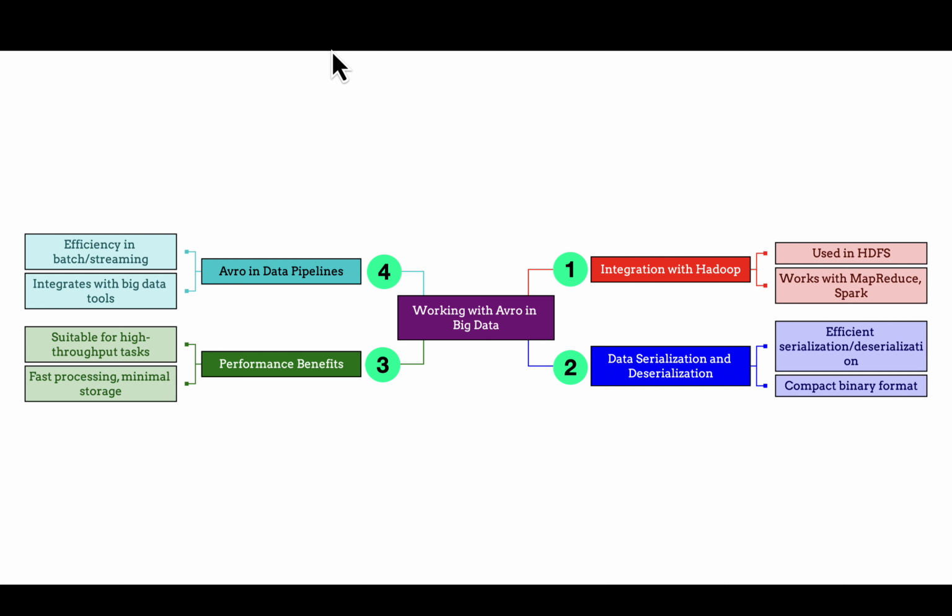4. Avro in data pipelines. Avro is often used in data pipelines for its efficiency in batch and streaming data processing, especially when integrating different big data tools and platforms.